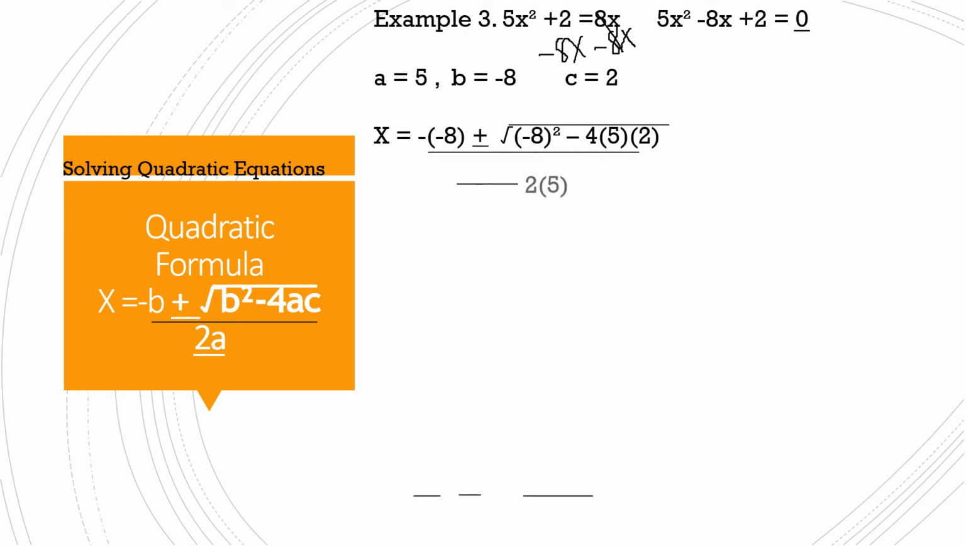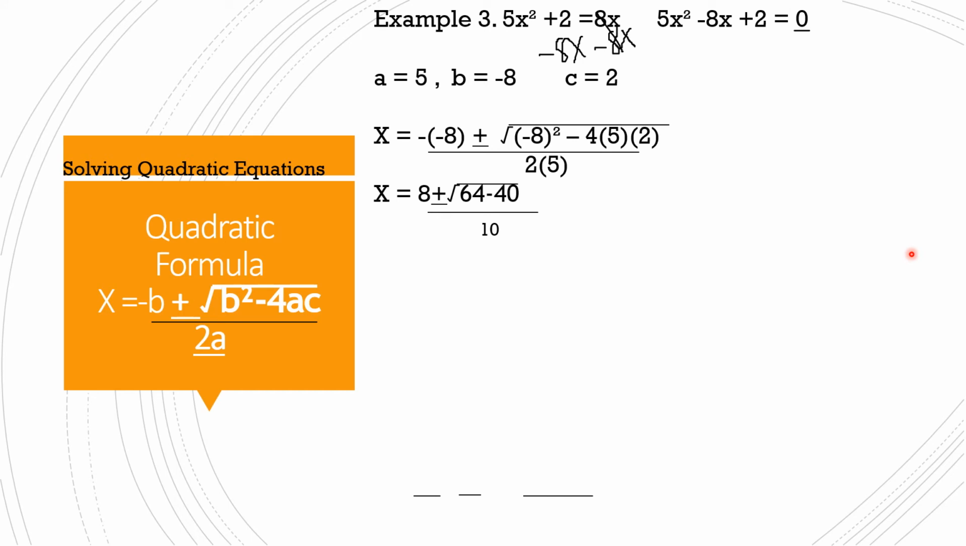Now look at this one. In the formula, we have negative b here. So we have negative here, and then the value of b is also negative 8. Then plus and minus square root of negative 8 squared minus 4 times 5 times 2 divided by 2a, or 2 times 5. Now here, negative times negative, and that is positive. We can simplify this. Negative 8 times negative 8 is 64. 4 times 5, 20 times 2, 40. Divided by 10.